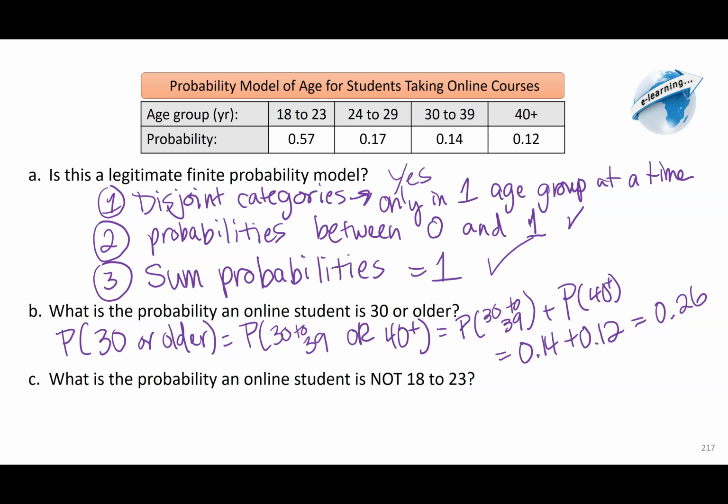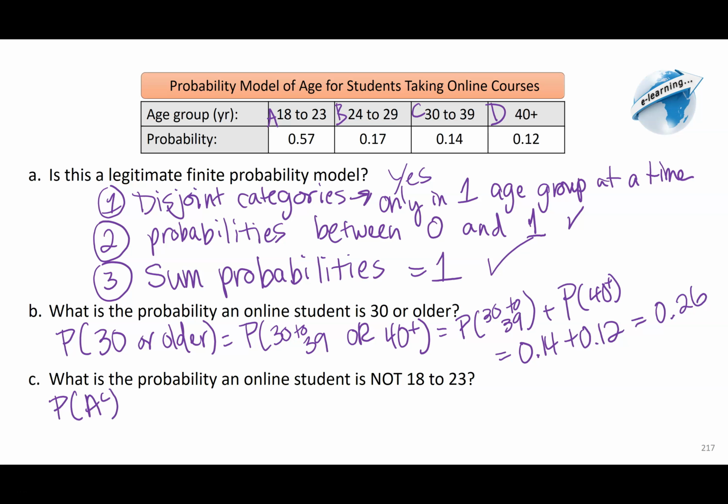And then C, what is the probability an online student is not 18 to 23? So, probability not. I'm going to call this A, B, C, D. So not A, so A complement.